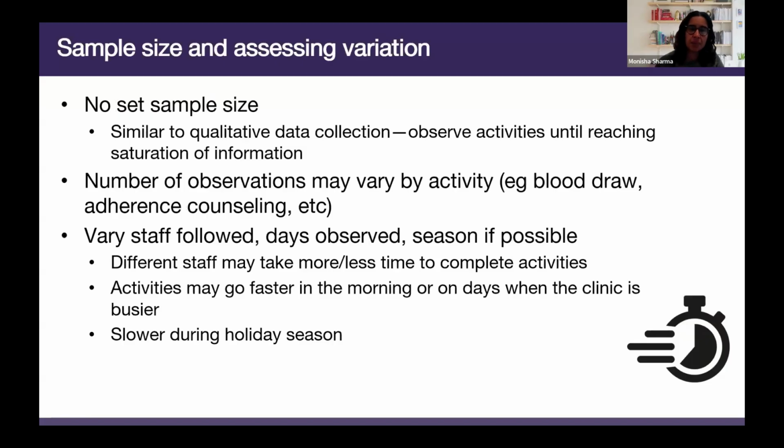And so there's no set sample size for time in motion. It's like qualitative data collection. You just watch those parts of an intervention until you feel like you've reached saturation of information. It helps to vary the staff that you're following, so you get a broader understanding of the intervention, and different days or times of year. Sometimes during the holidays, things can get slower and take longer, or on Mondays, things are busy versus Fridays. So you want to think about all these things to try to get an average amount of time spent.